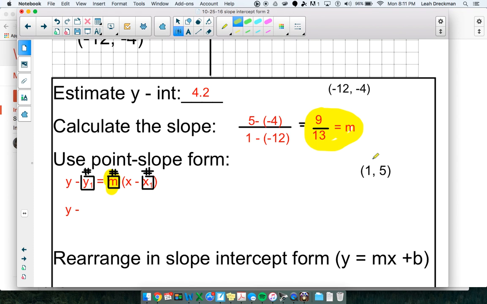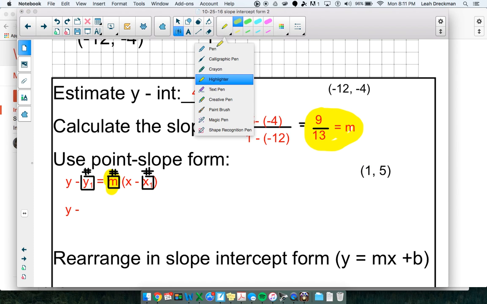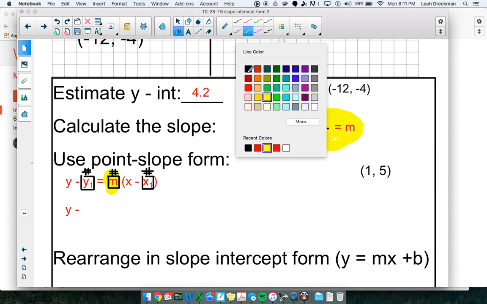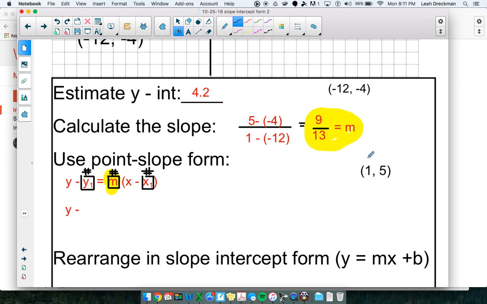And so I'm going to call x1 the x value for my ordered pair. Sorry, trying to get a good color here. So let's say this is my x1 and this is my y1. I could have just as easily made this my x1, negative 12, and negative 4 my y1, but it's up to you. You get to decide.